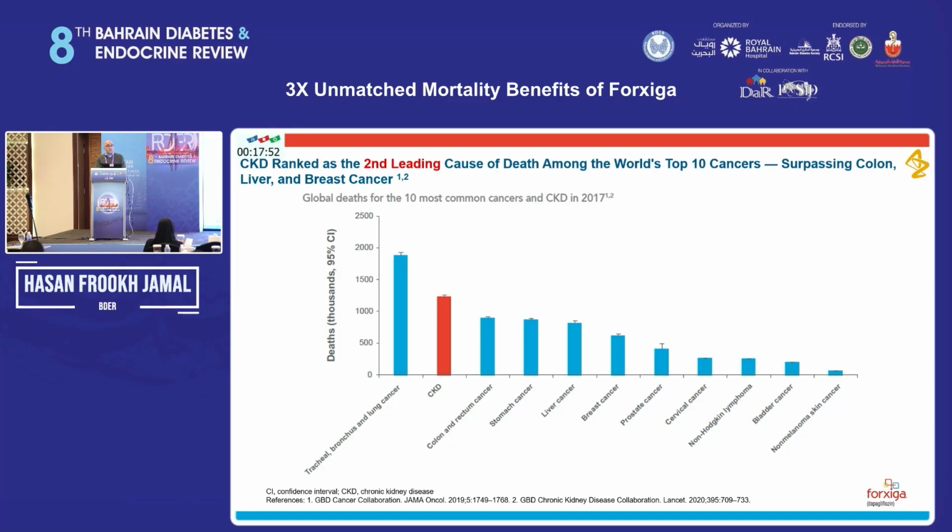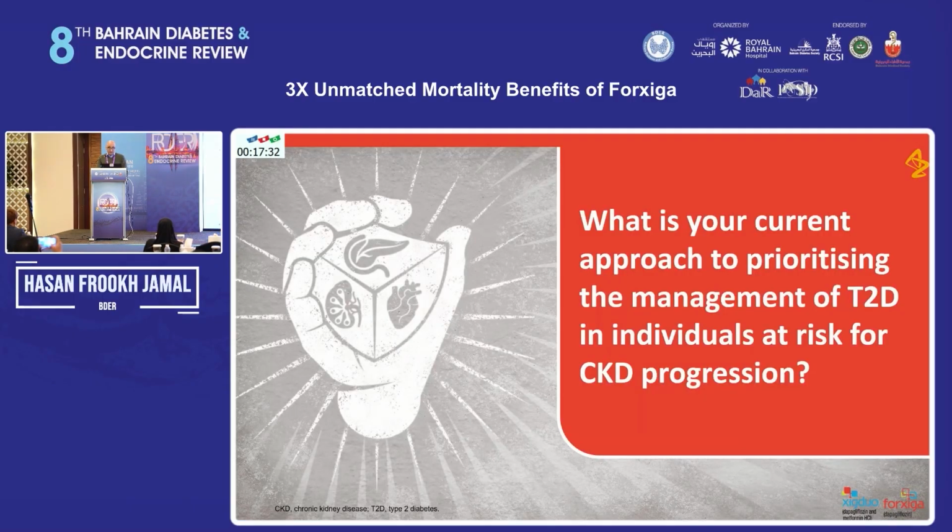CKD is considered the second leading cause of death among the world's top 10, surpassing colon, liver, and breast cancer. So it's a devastating disease. Acting early to prevent the progression of CKD is very important and vital for our patients with type 2 diabetes. So what is the current approach to prioritizing the management of patients with type 2 diabetes at risk of CKD progression? What do we have to do to prevent this progression?